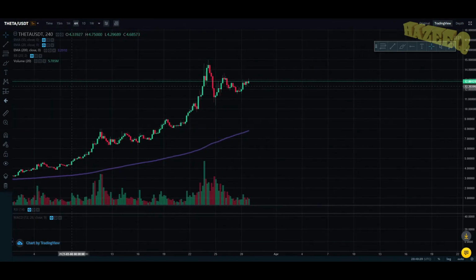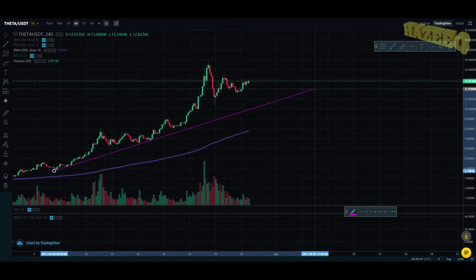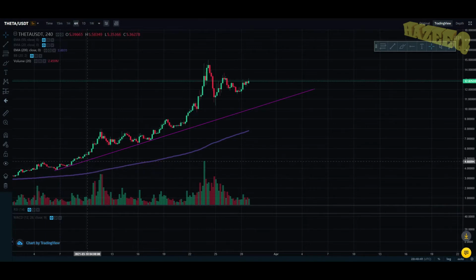lines. And one other thing is that they can be horizontal as well. So, for example, this is a resistance line over here. There we go. Look at this, the price bouncing off this level right here. That is a very good resistance line.